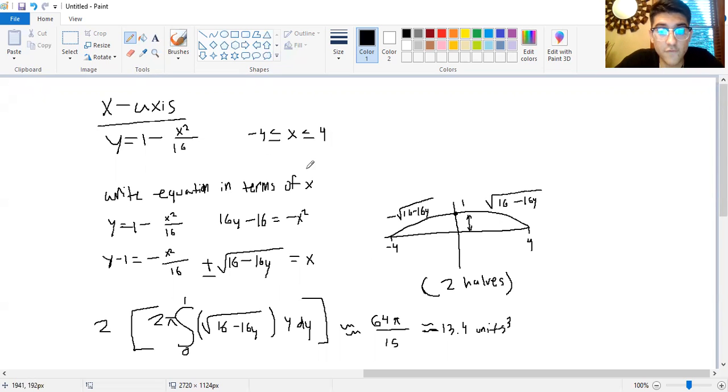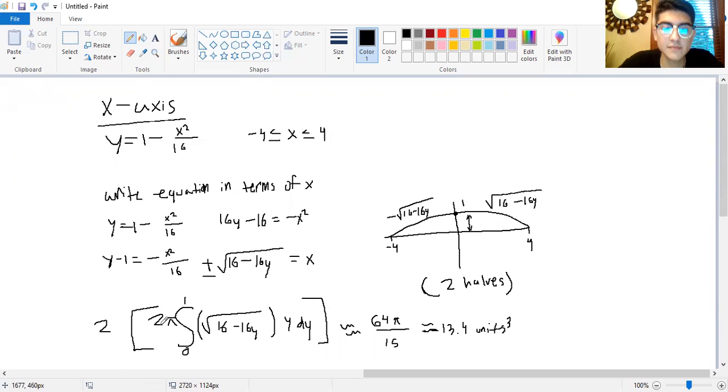I also changed my bounds. Even though I have x from -4 to 4, I have to change it. When I put -4 or 4 squared into my equation, I have 1 minus 16 over 16, which is 1 minus 1, which is 0. So that's why I start from 0, and the highest point I could reach is 1. Therefore, I'm going to change my bounds.